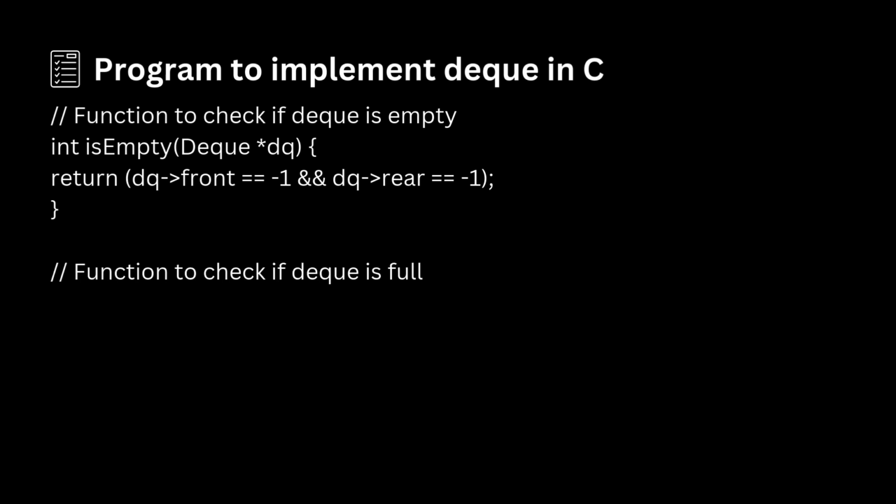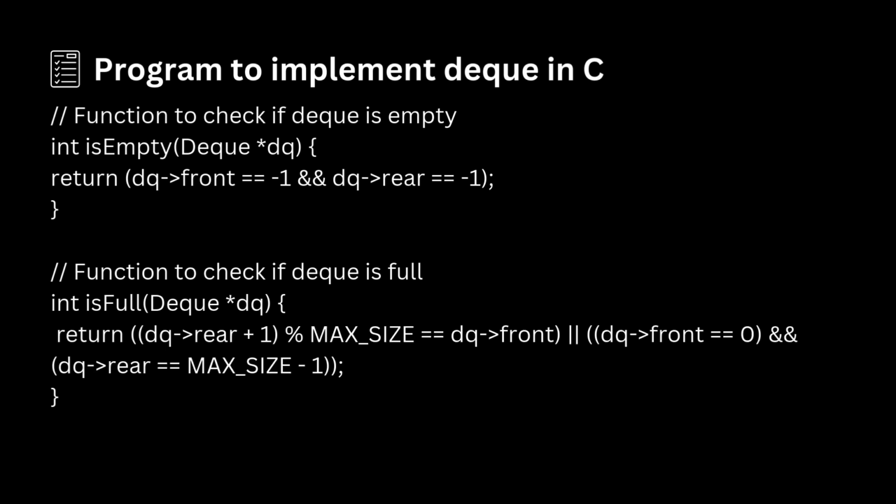Function to check if the Deque is full. This function checks if the Deque is full by checking if the next position of the rear index is equal to the front index, or if front is at index 0 and rear is at index MAX_SIZE - 1. It returns 1 if the Deque is full or 0 otherwise.